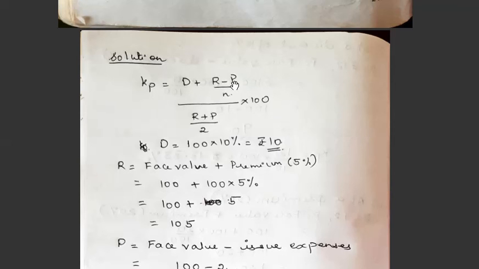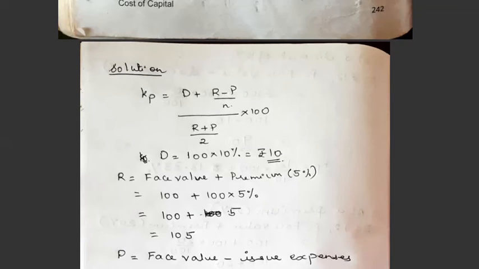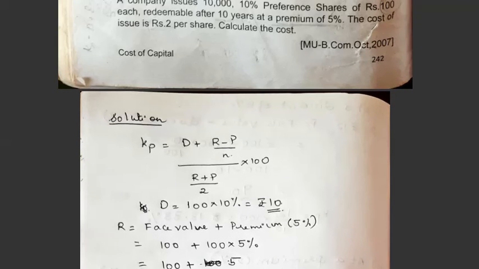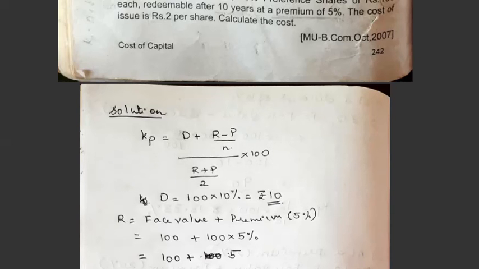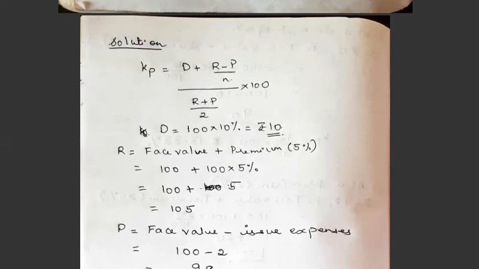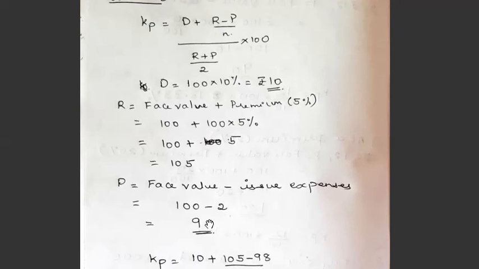P refers to issue price. If they have not mentioned, it is at face value. If discount is there, then deduct the discount. If premium is there, add the premium. And one thing is issue expenses, if it is there, then you have to deduct. So issue price here is face value minus issue expenses, because issue expenses is mentioned in the problem. Cost of issue is rupees 2 per share, so you have to deduct it from the issue price. So 100 minus 2, 98.